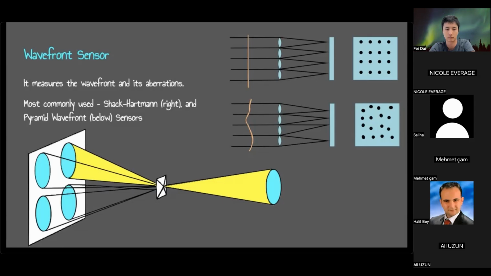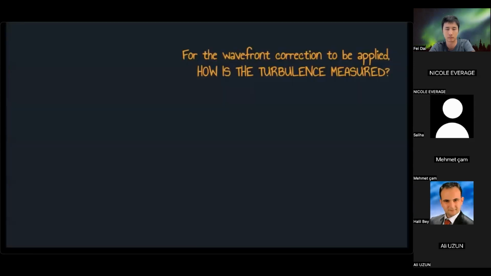To apply the wavefront correction we've talked about so far, the wavefront gradient or the distorted wavefront needs to be measured somehow. There should be some sort of a benchmark to measure the turbulence. So, what is that?